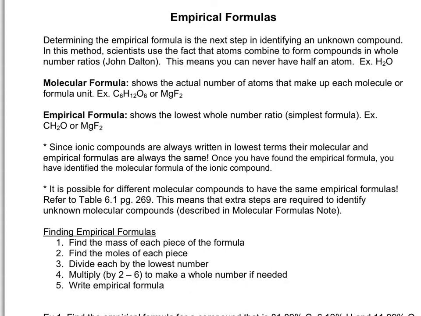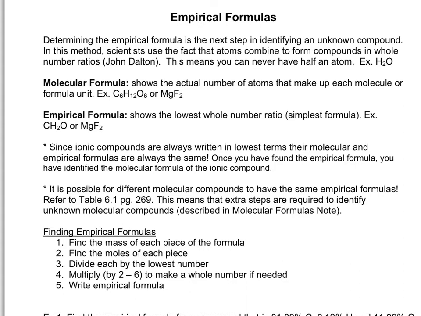Notice that the formulas for ionic compounds are always the same. This is because they're always written in the lowest terms, so their molecular formulas and empirical formulas are the same thing. Once you've found the empirical formula using the method in this lesson, you have identified the molecular formula of the ionic compound.